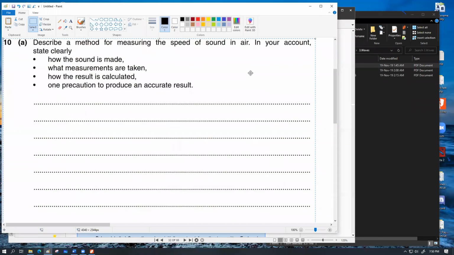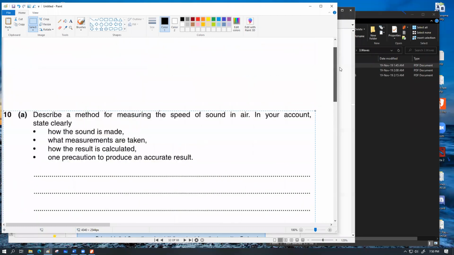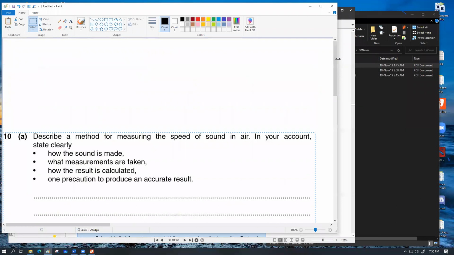The precaution is that the observer and the source of the sound should swap places and take an average of the time of both of their readings.